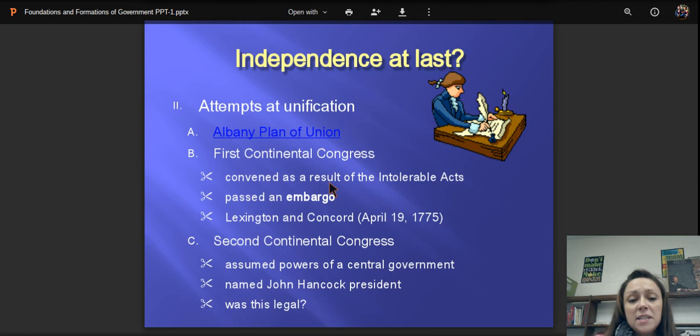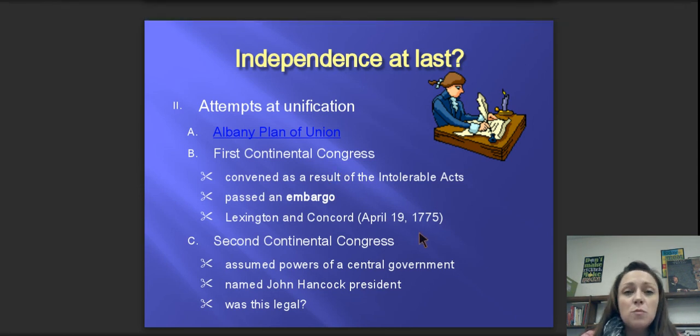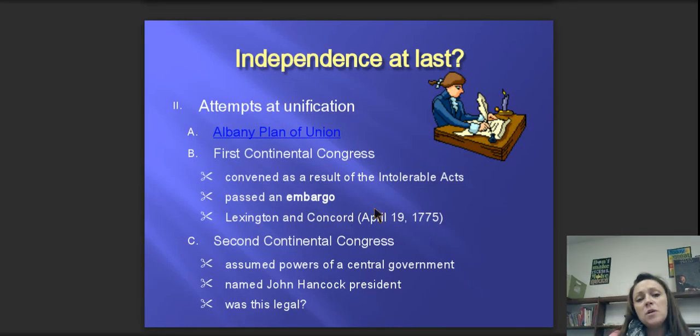The Battle of Lexington and Concord, which was fought April 19, 1775, is often called the first battle of the Revolutionary War. And it's kind of how historians mark the end of the First Continental Congress.